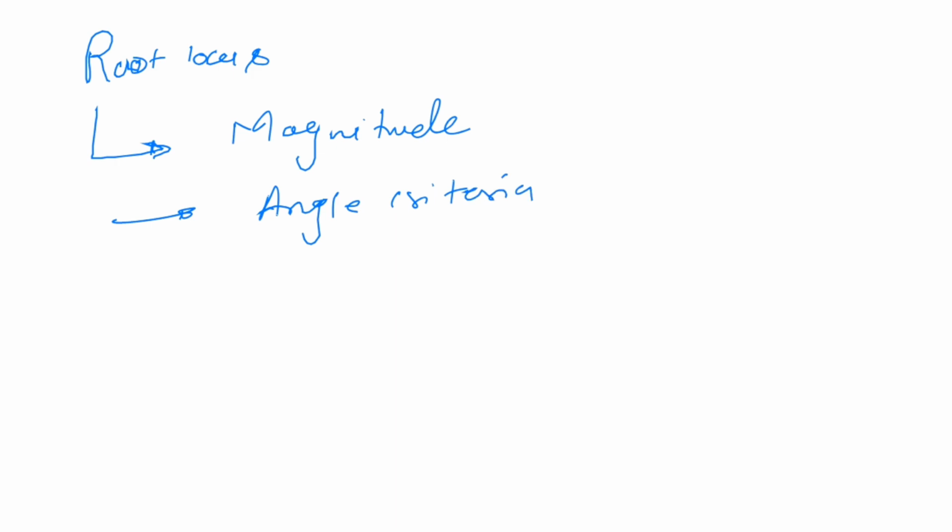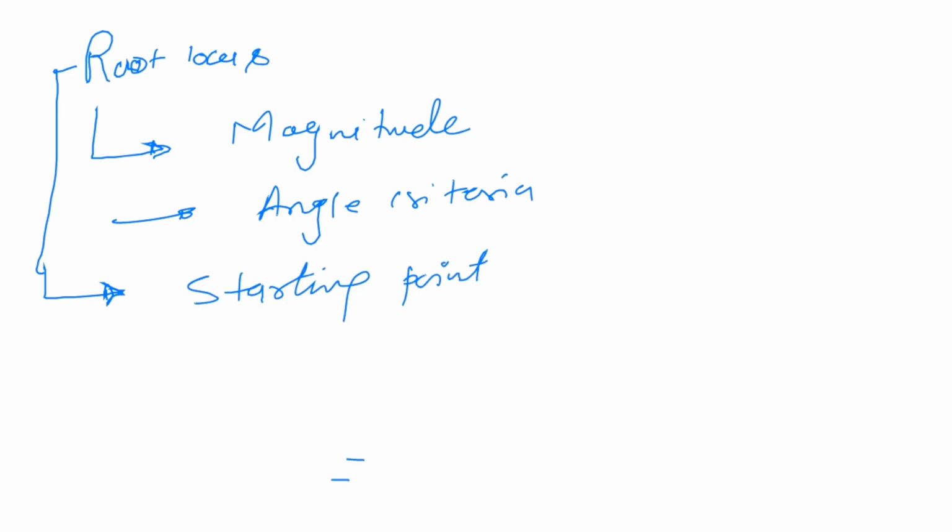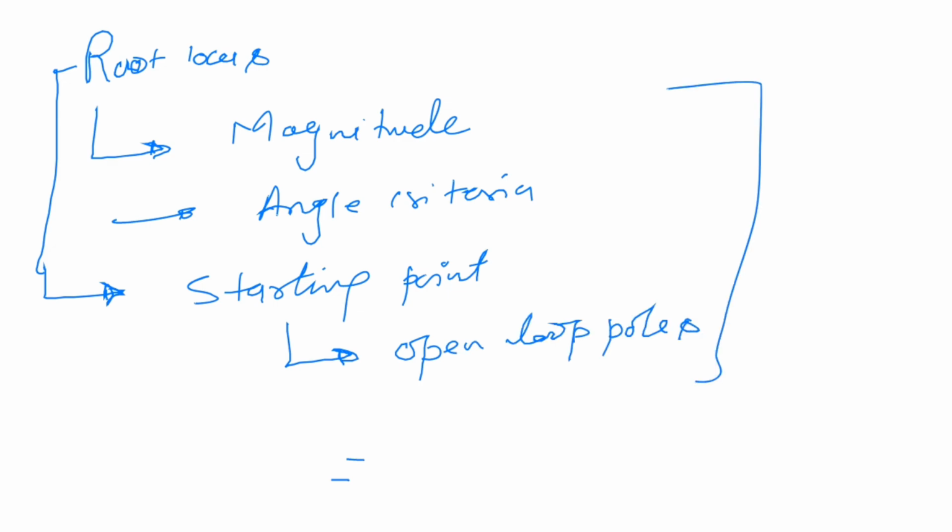Root locus, and we have seen the magnitude criteria and the angle criteria. The other conditions with the root locus which we have covered is the starting point of the root locus, and we have seen that root locus always starts from open loop poles. And before describing all these things, we have seen why there is a need of root locus, and it came out that root locus is required to check the relative stability.